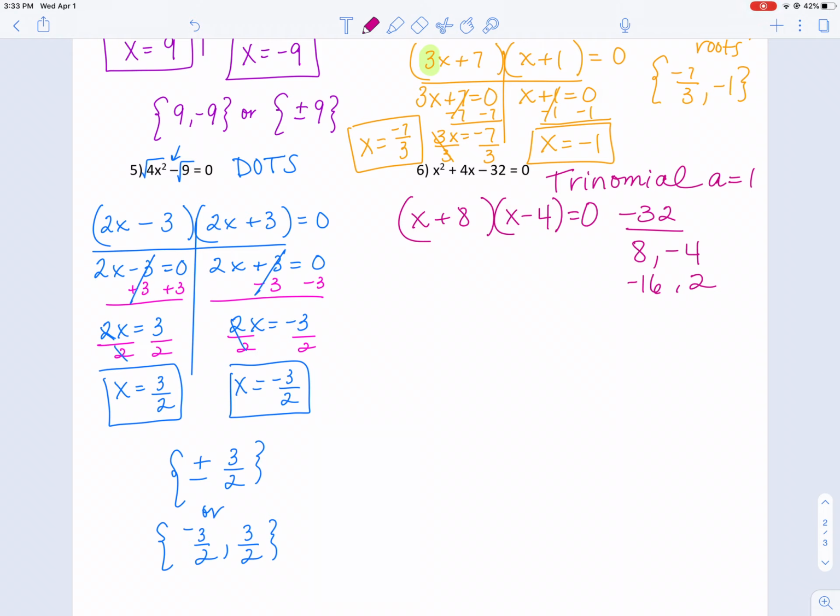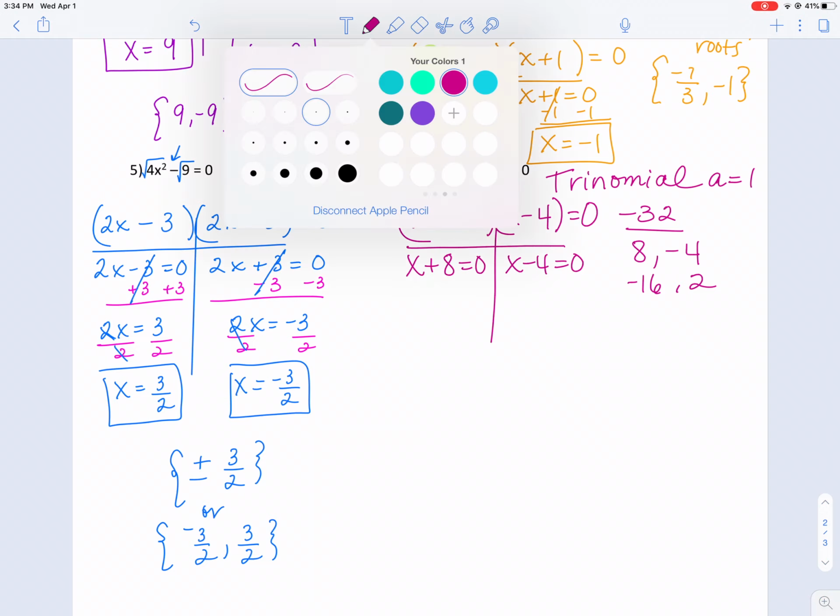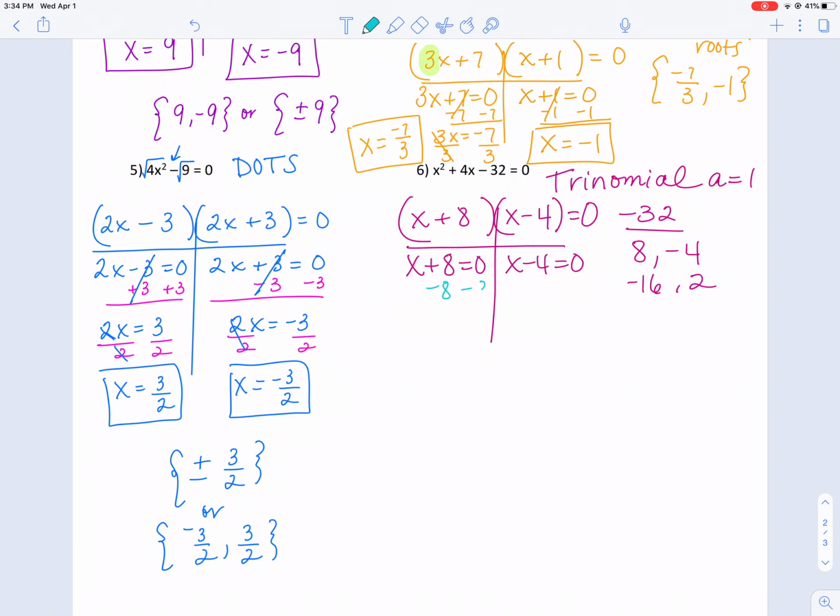You could say, what else goes into 32? That's it, right? 5, 6, nothing else goes in. So that's it. It's got to be 8 and negative 4. Set up your T. Take x plus 8, x minus 4 equal to 0. Remember, when you minus 8, here you add 4 to both sides.